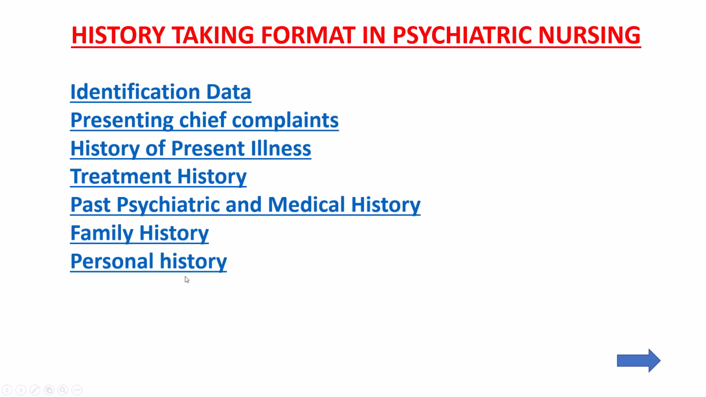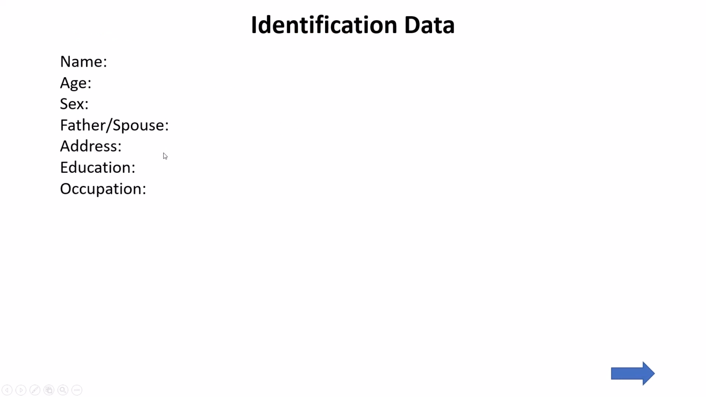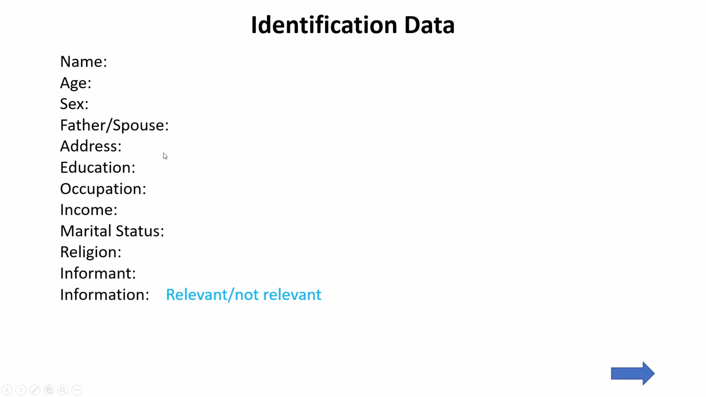So now we are going to see the details. First one is identification data. You see that's name, age, sex, father's or spouse's name, then address, education, occupation, income, marital status, religion, informant. This is special here in the psychiatric care plan. It is a special informant.